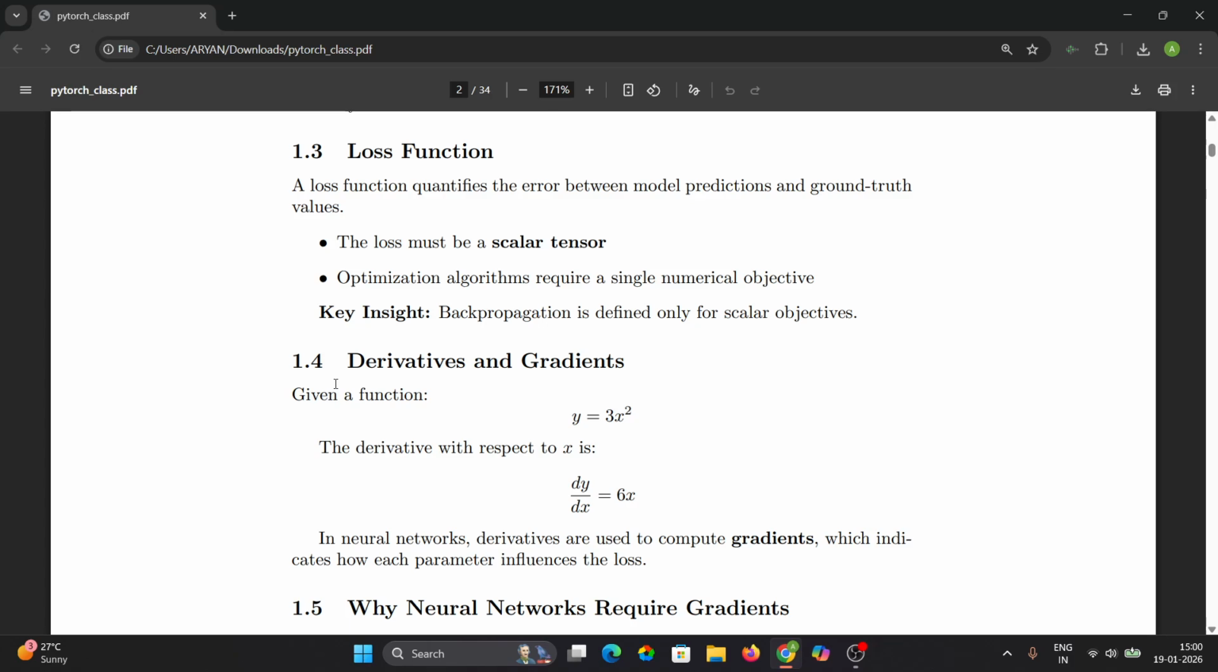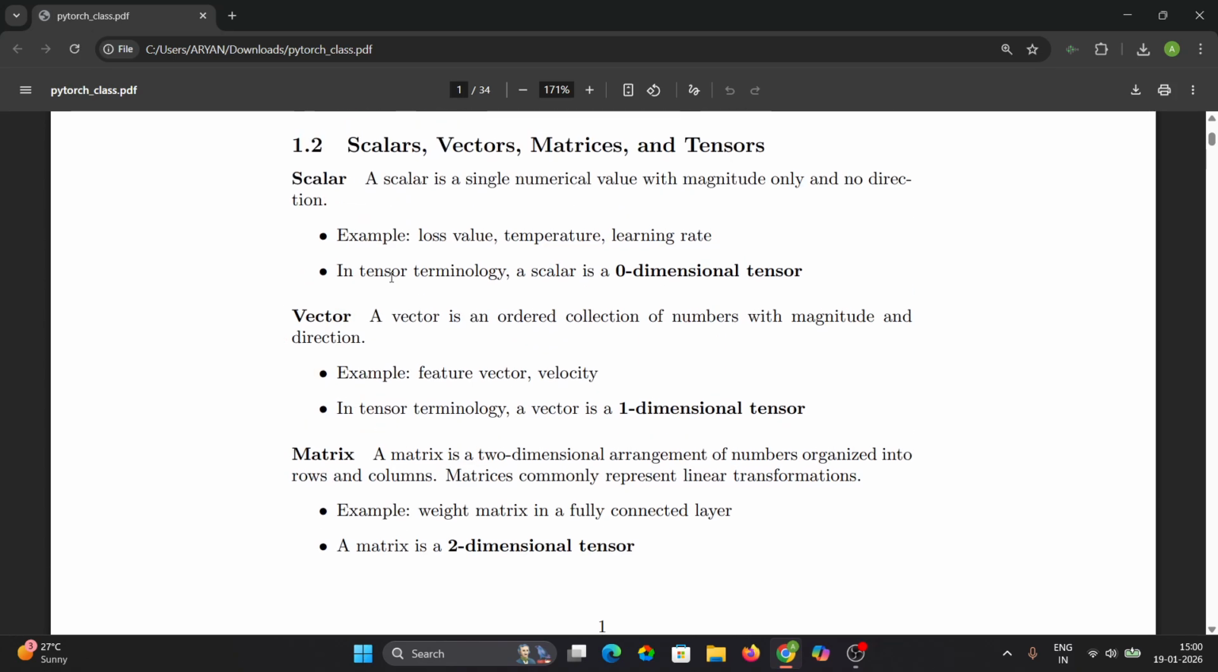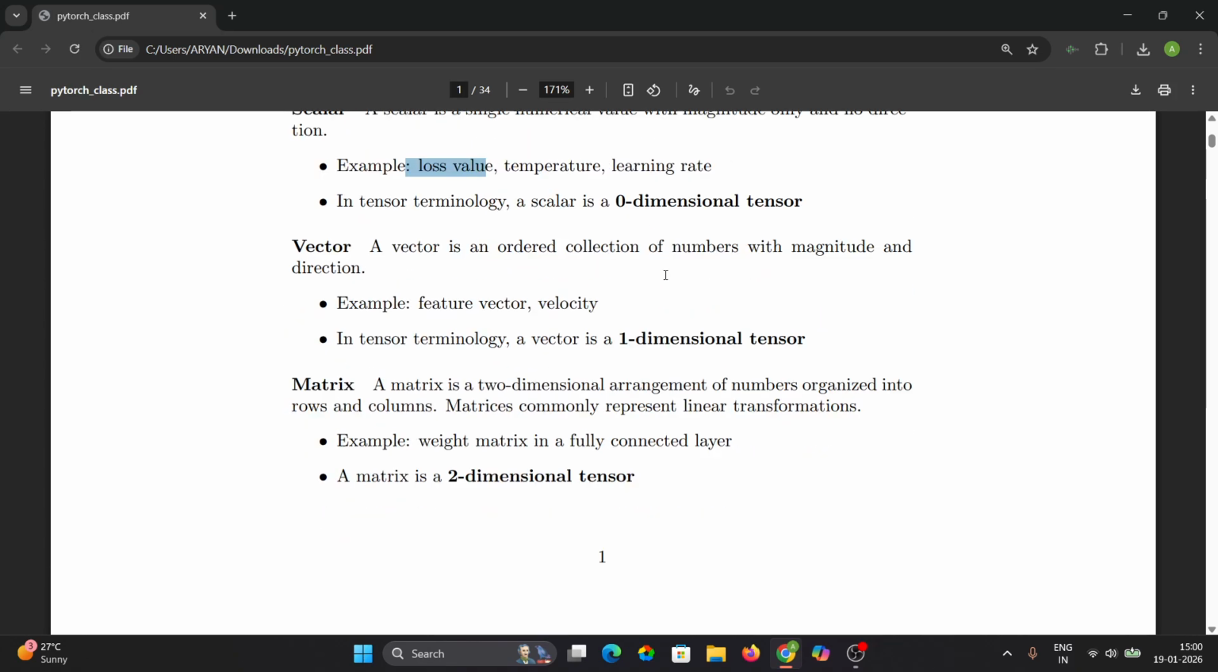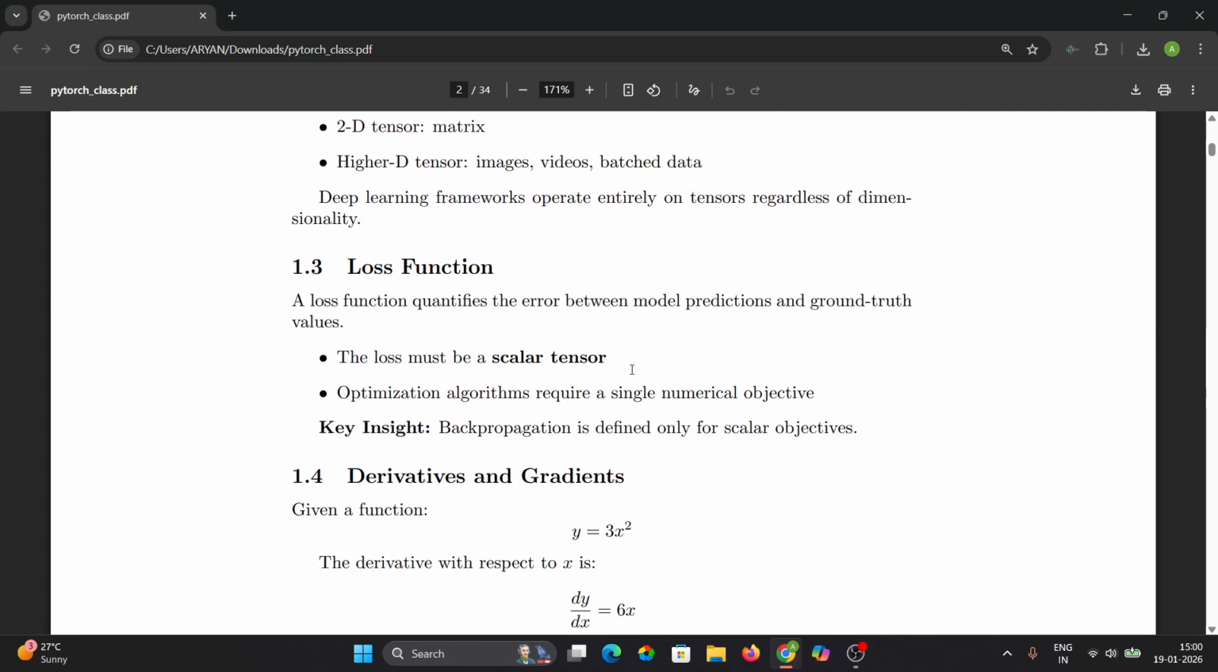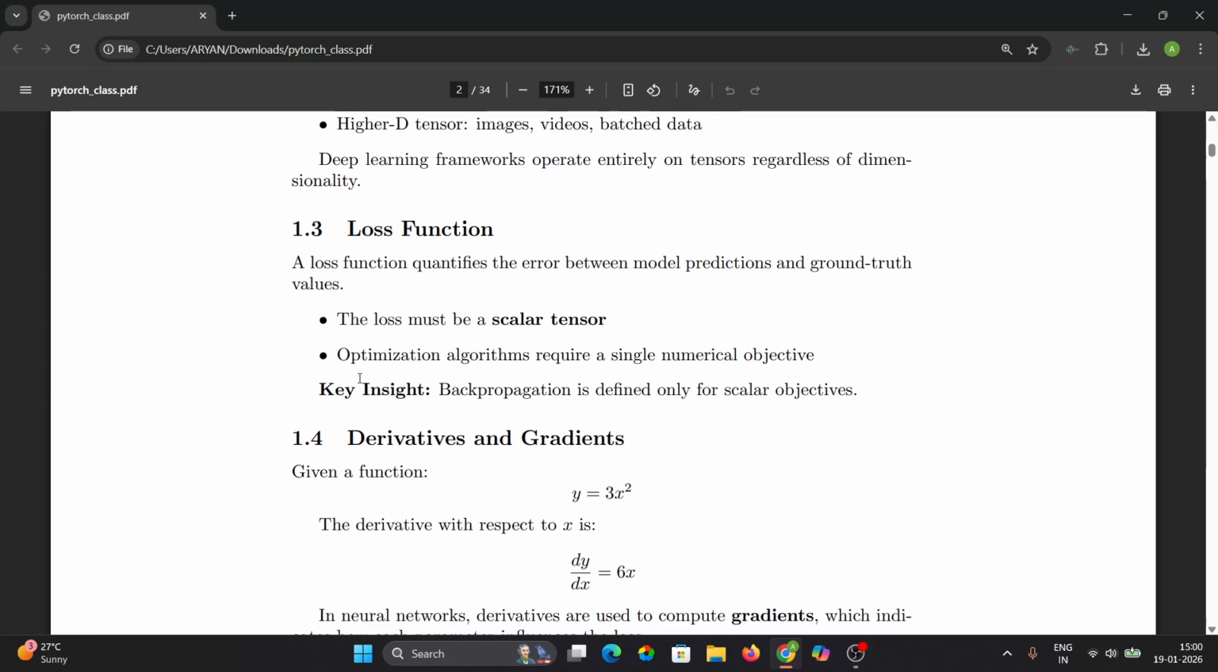Yeah, loss, we have read here, loss is a scalar. Loss value is a scalar. It needs to be a scalar tensor. We will read why it should be a scalar tensor further in this course. And here, optimization algorithms require a single numerical objective. Yeah, so this is the only reason why loss should be a scalar.